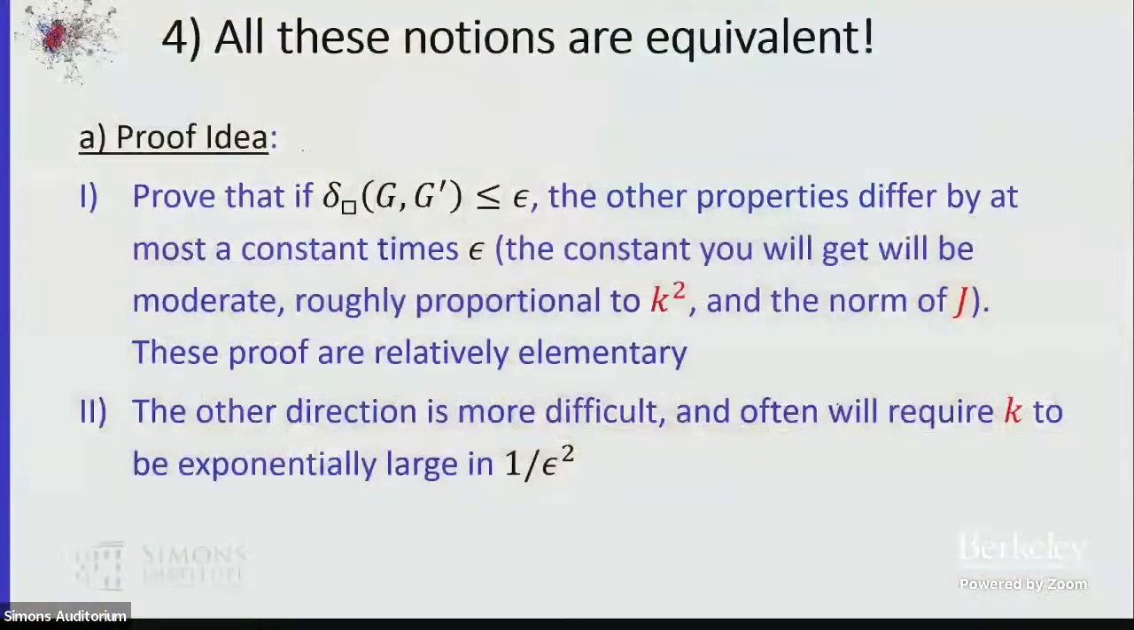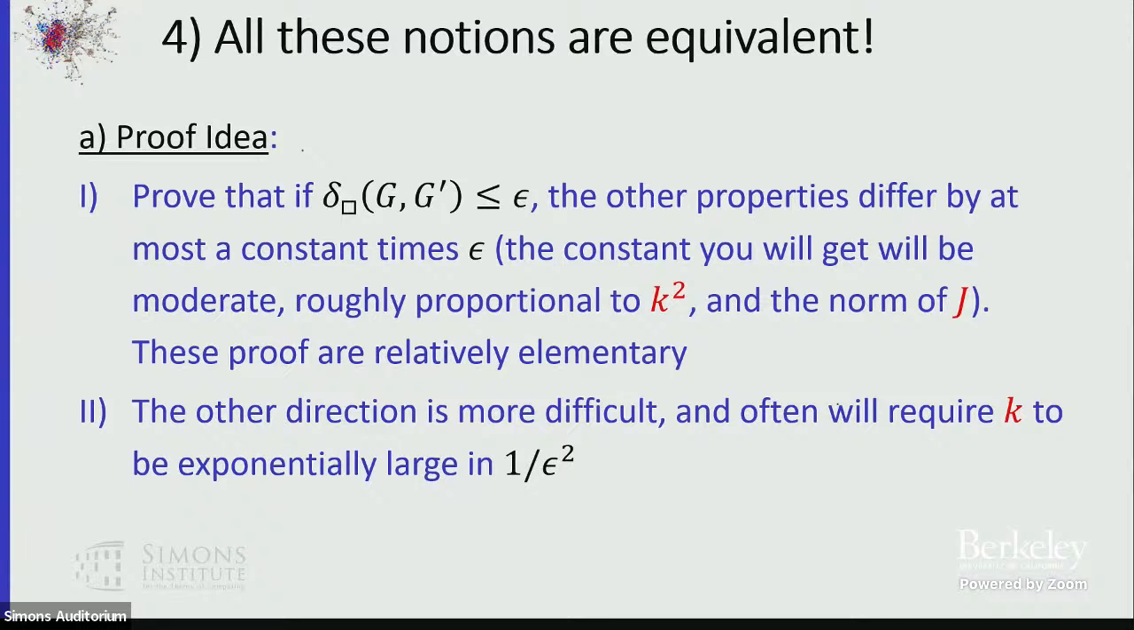So the proof idea is to prove that if the cut distance is smaller than epsilon, then the other properties differ by at most a constant times epsilon. And it turns out when you actually do it, the constant will be moderate in terms of the other constants of the problem. So it will be k squared times the norm of j typically. In this example, you can already see that this is something like a cut. And then you sum several of them up. There are some k squared of them, and there's a j.